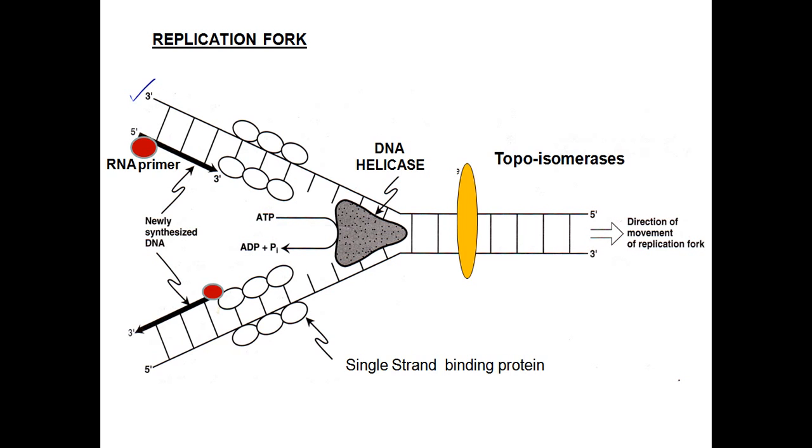And if you see, this moves in 5 prime to 3 prime direction. Helicase moves in this direction for the DNA synthesis. So the direction of movement is shown here. This DNA helicase moves continuously like this, and topoisomerase removes the supercoil formation. So this is how the replication fork starts, and this process is called initiation of replication.